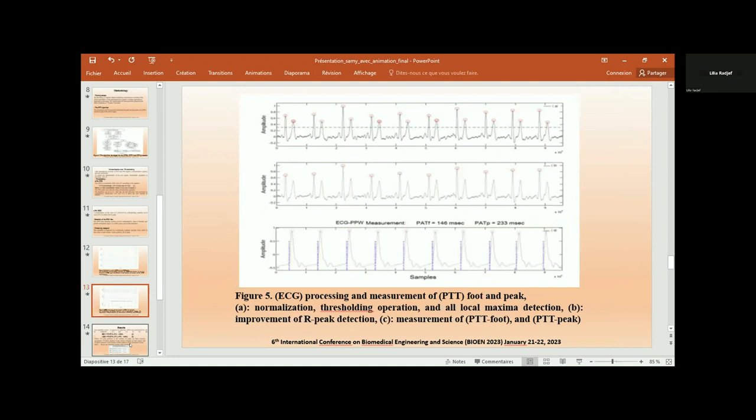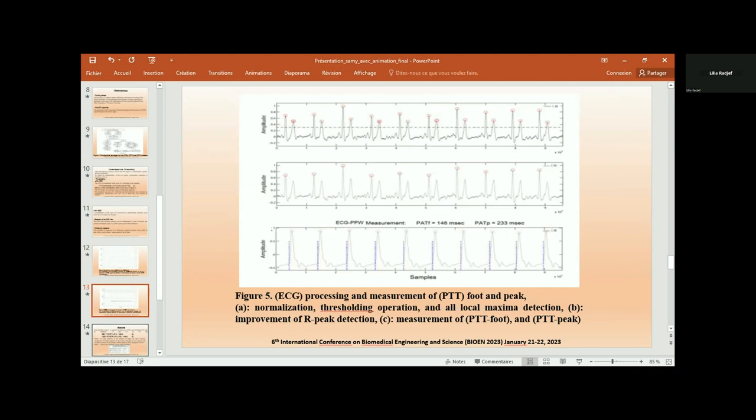Figure 5, ECG processing and measurement of PTT foot and peak. A, normalization, thresholding operation and all local maxima detection. B, improvement of R peak detection. C, measurement of PTT foot and PTT peak.